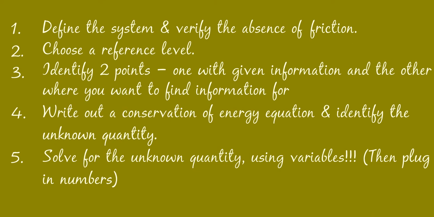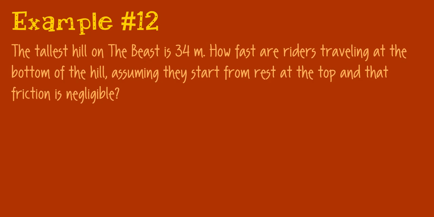Great, now that you have these 5 steps written down, let's move on to seeing how to use these 5 steps in a problem. This problem focuses on a roller coaster at Kings Island, the Beast. The tallest hill on the Beast is 34 meters tall. We want to know how fast the riders are traveling at the bottom of the hill, assuming that they start from rest at the top and that friction is negligible.